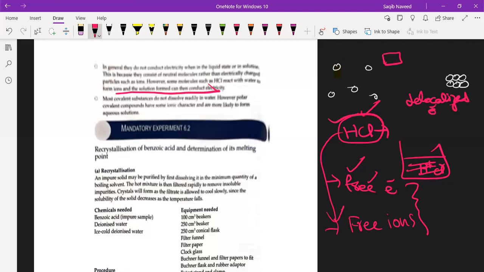Most covalent substances do not dissolve in water. Here the rule is simple: all the polar covalent compounds are soluble in water and non-polar covalent compounds are insoluble in water. I told you the example of hydrogen, nitrogen, oxygen. Why are these gases not soluble in water? Because they are non-polar, and water is polar.